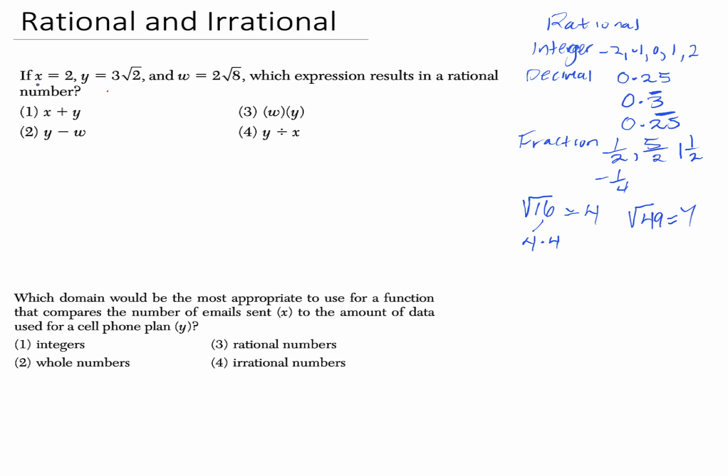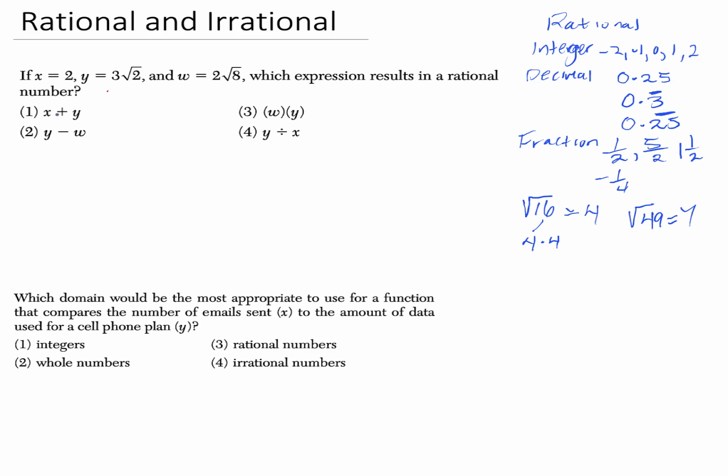So it says here, if x is 2 and y is 3 square root 2 and w is 2 square root 8, which expression results in a rational number? So they give us 3 types of numbers, and then they're asking us to perform operations on these numbers. When you perform operations, sometimes it changes the number. So you can't really just look at the number and then decide. So let's see what operations they have us doing.